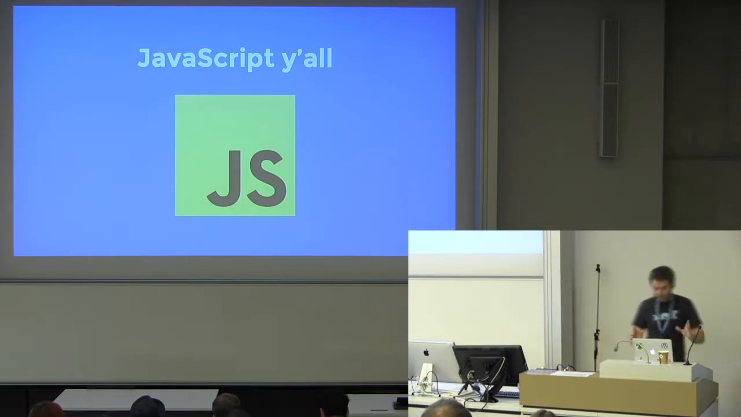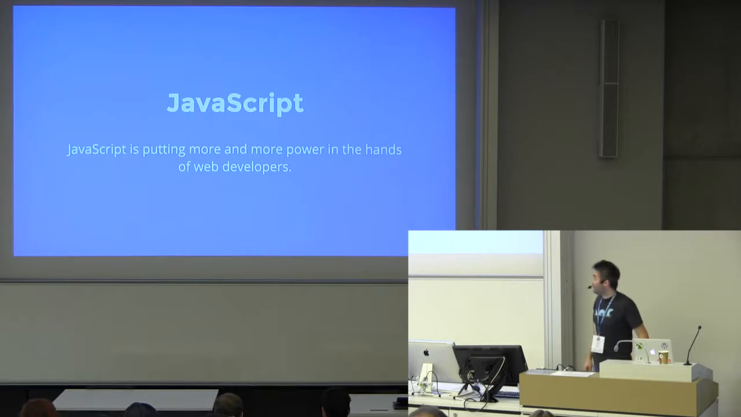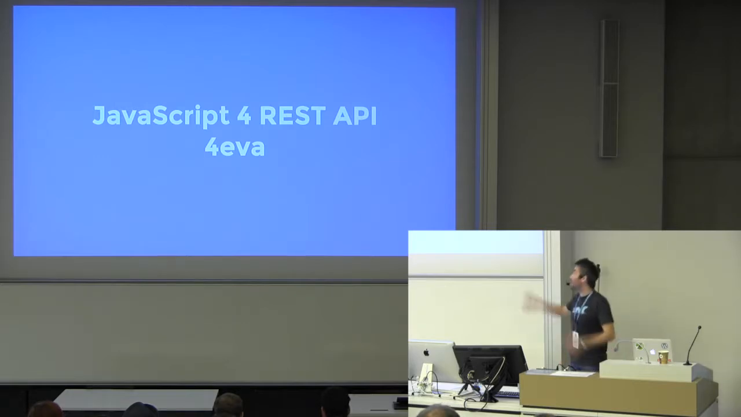But recently, I say recently, it's been going on for quite a long time now, probably the better part of the last decade, things have been changing. And JavaScript is certainly putting more and more power in the hands of web developers. If you don't know what I'm talking about, I've got some examples. Oh, sorry, I've skipped ahead slightly. A lot of the new frameworks that have come about for JavaScript are designed for working with REST APIs. And I think that's a big reason why there's now this big desire to get a REST API in WordPress.